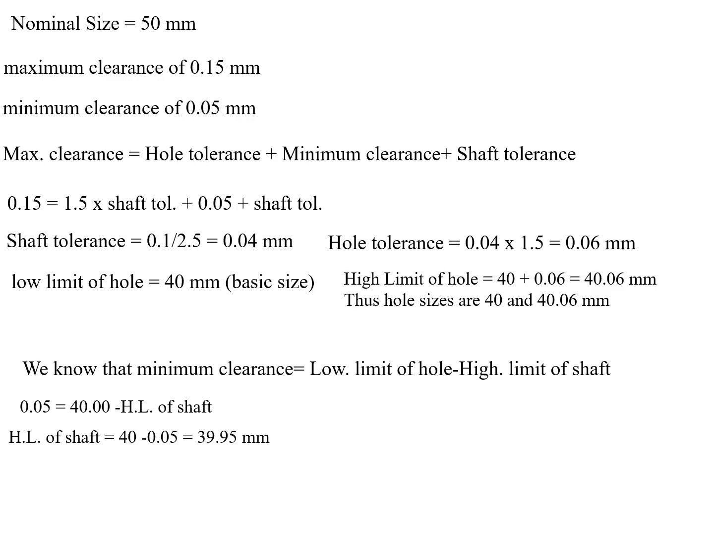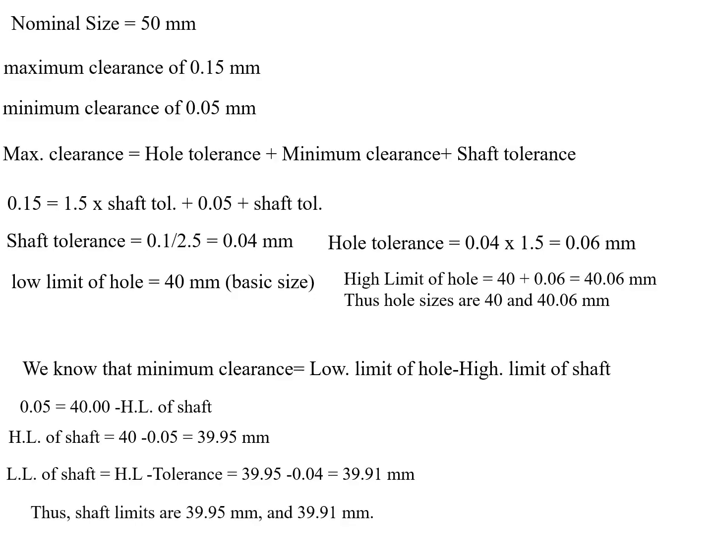We know the shaft tolerance and also the higher limit of the shaft. Then the lower limit of the shaft equals the higher limit of the shaft minus the shaft tolerance. That is, the lower limit of the shaft equals 39.95 minus 0.04, which is equal to 39.91 mm. So the limits of the shaft are: higher limit 39.95 mm and lower limit 39.91 mm.